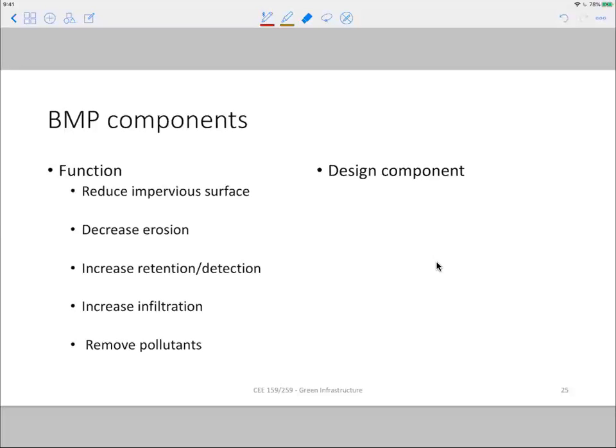The very last one, which is probably the most important one, is removing pollutants from stormwater. For that reason, we also have different sections of BMP that do those functions. So I want you to keep these five in mind and see how different parts of BMP solve these functions.